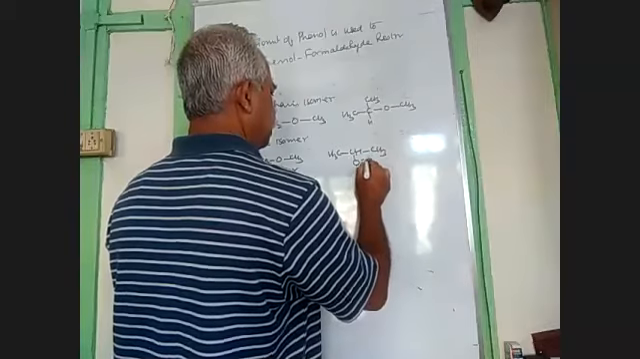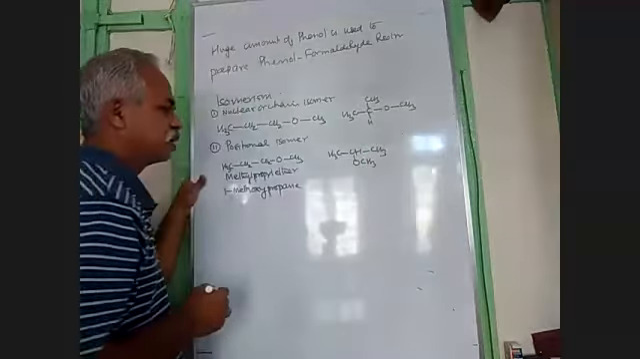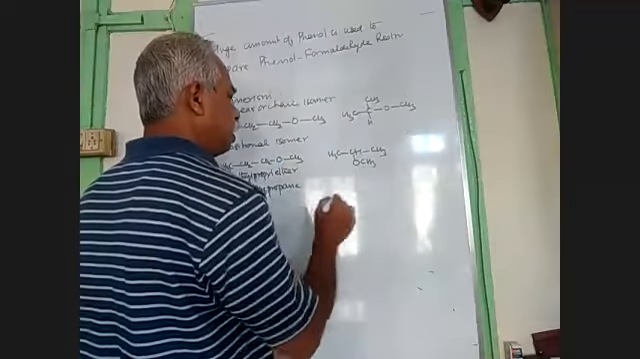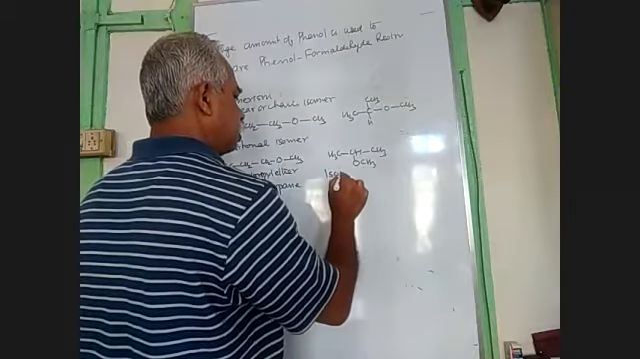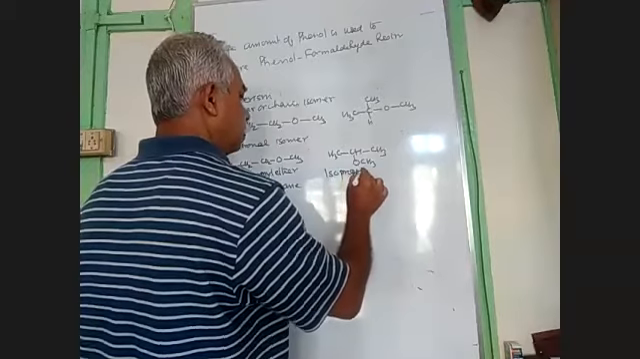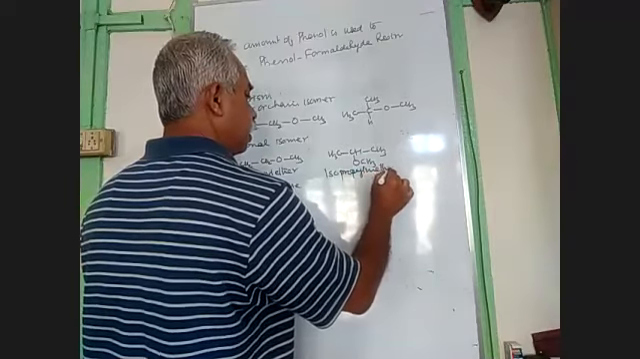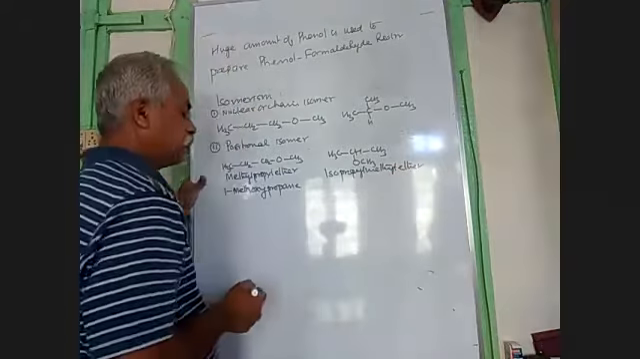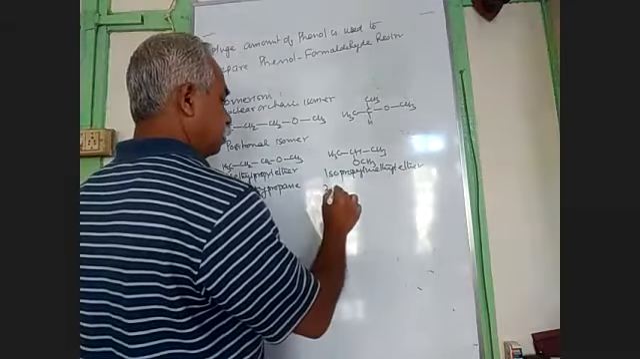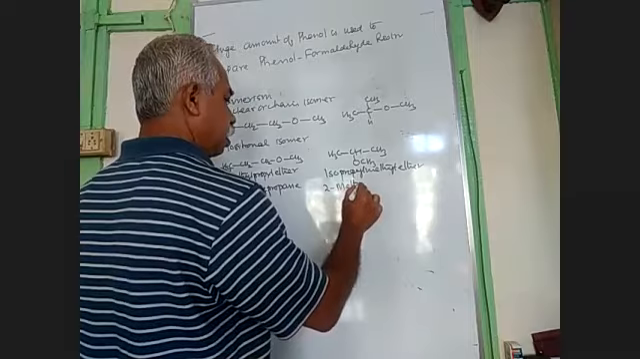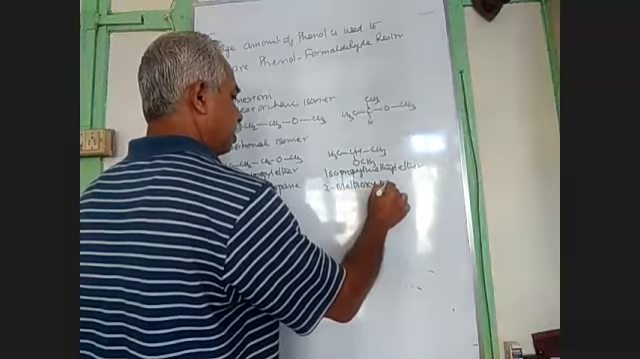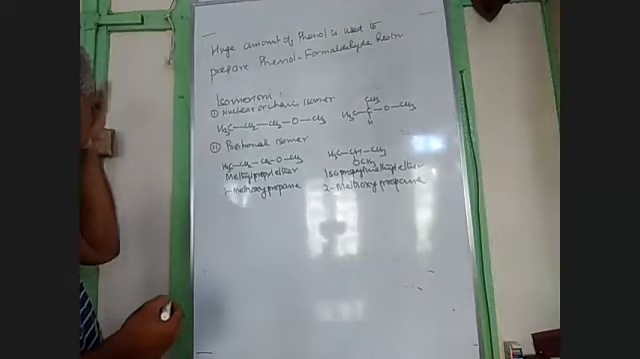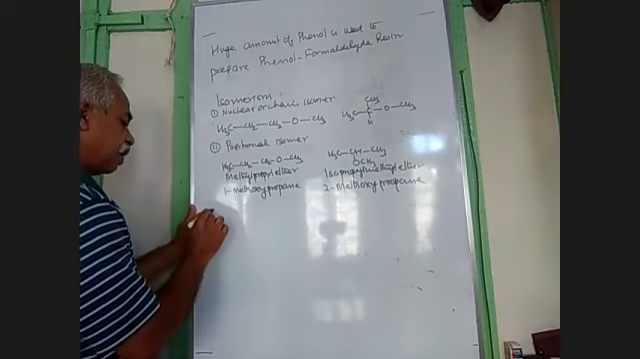Here it is shifted from the first carbon to the second carbon. So what will this group be? The second carbon is iso, so we call it isopropyl methyl ether. The IUPAC name is 2-methoxypropane. Now it can show you functional isomer.